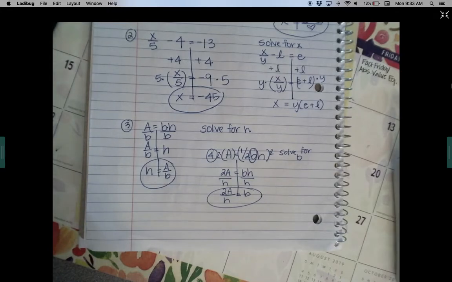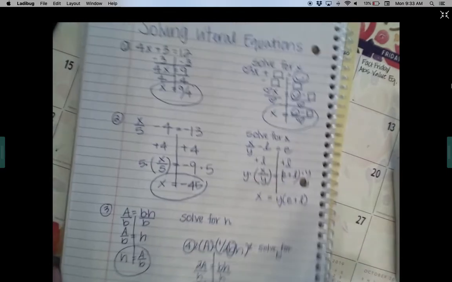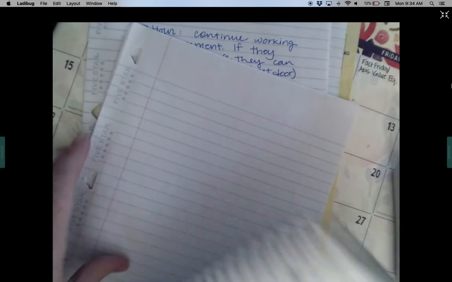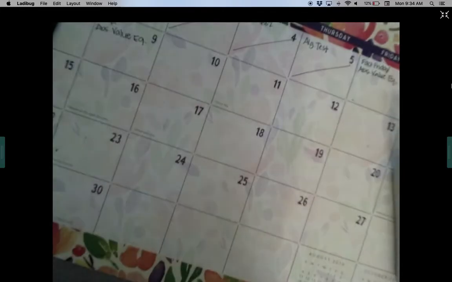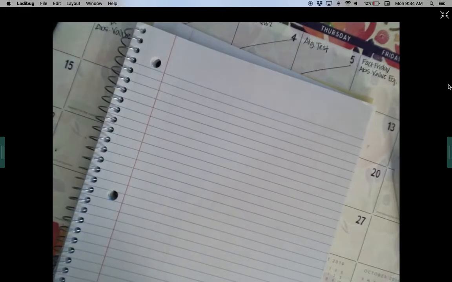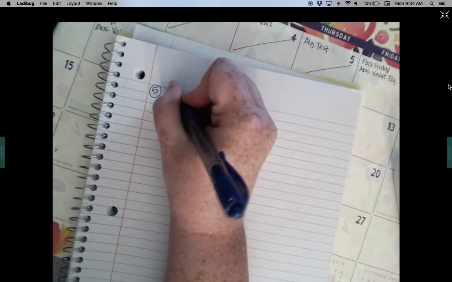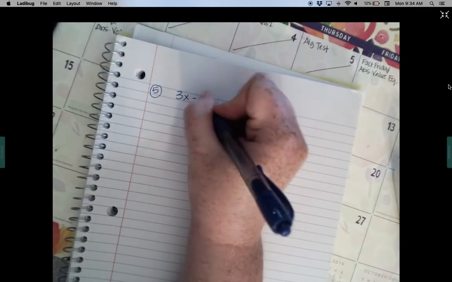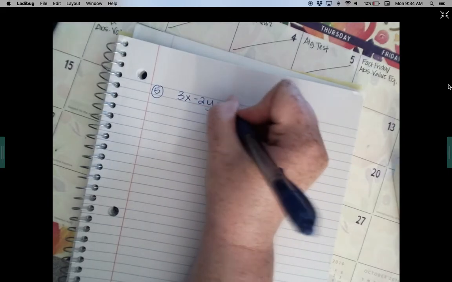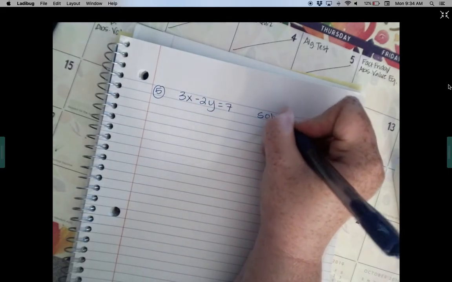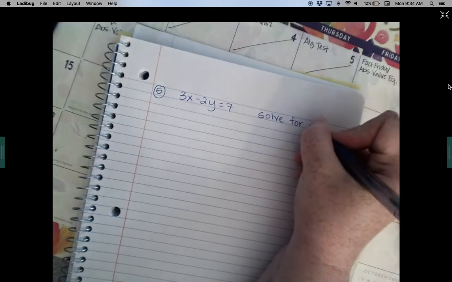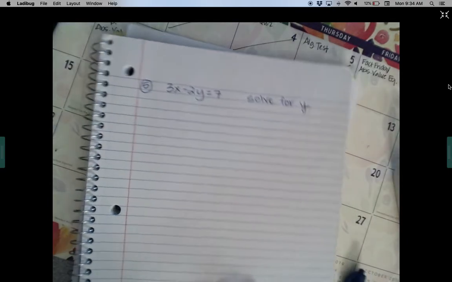Okay, we're going to do one more example, and then I'm going to let you get started on your assignment. I've run out of room, so I'm turning my page. This is example number 5. So we have 3x minus 2y equals 7, and I want you to solve it for y.